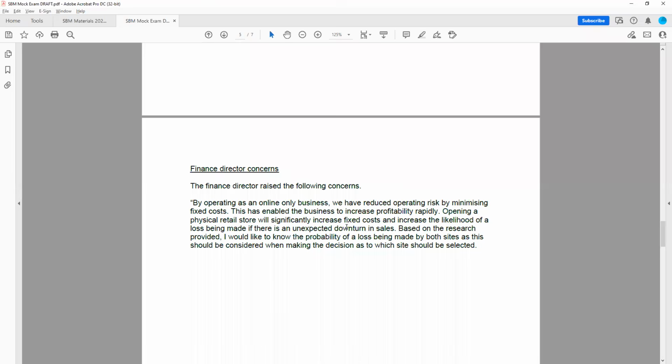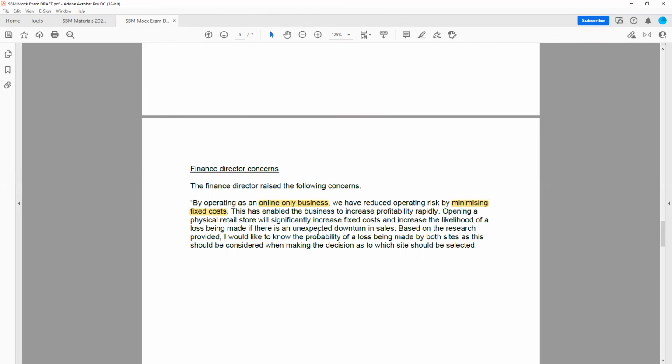So we've got the finance director concerns, and we were told to comment specifically on this. The finance director raised the following concerns. By operating as an online-only business, we have reduced operating risk by minimizing fixed costs. So yet we know they have been an online-only business, and of course, as you'd expect, they would minimize fixed costs by not having stores, for example. This has enabled the business to increase profitability rapidly.